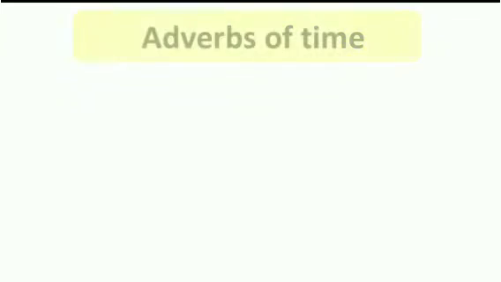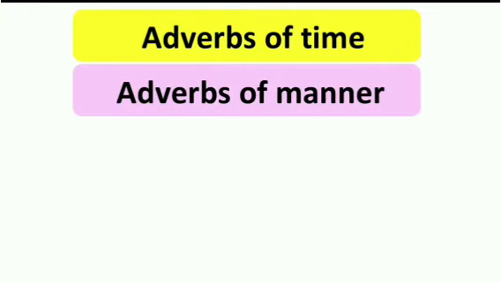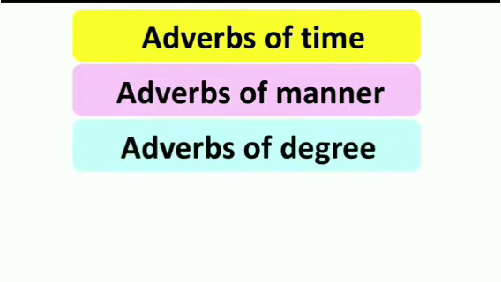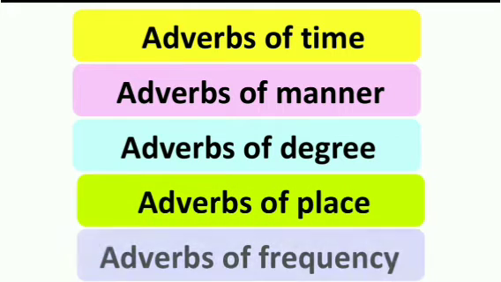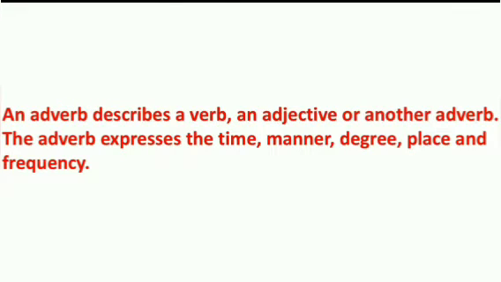There are 5 types of adverbs. Adverbs of time, adverbs of manner, adverbs of degree, adverbs of place, and adverbs of frequency. An adverb describes a verb, an adjective, or another adverb. The adverb expresses the time, manner, degree, place, and frequency.